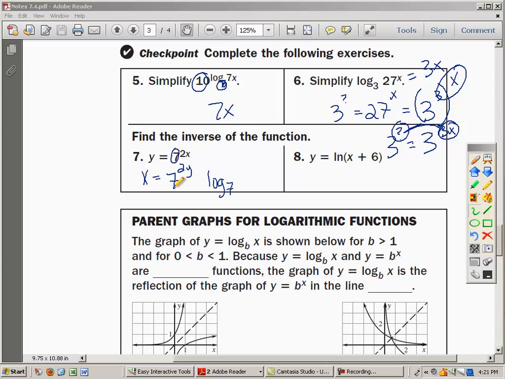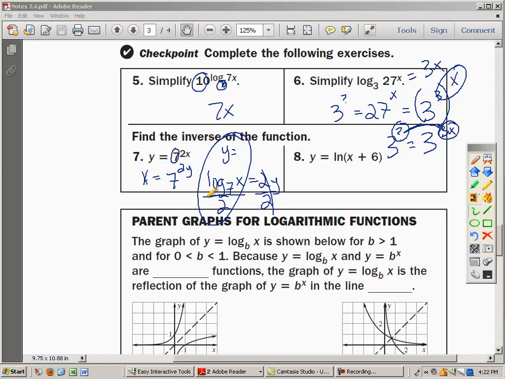And again, it's 7 to the x power equals 2y. And so this becomes log base 7 of x is equal to 2y. Now to solve this function for y, to make it say y equals, we simply divide both sides by 2. And you get y is equal to log base 7 of x, the whole thing, divided by 2.